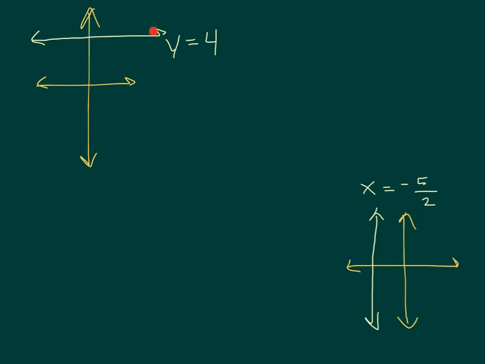So I'm going to get a straight line that's parallel to the x-axis that just goes through each value of x for which y equals 4. Likewise, the same thing is happening with this x equals negative 5 halves. This entire line is where x equals negative 5 halves. The y values change, but that doesn't matter because my x values continue to be negative 5 halves. So this line is parallel to the y-axis.